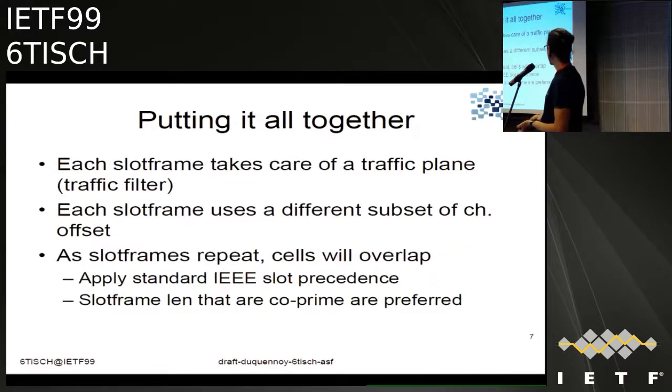But this is all put together. As I was saying before, you have one slot frame per traffic plane, and each slot frame has a different subset of channel offsets, and that's a way to isolate. The slot frames each have a different size, and we recommend the sizes to be coprime, so that when they repeat, they do so independently, and the slots are going to overlap every now and then, but they do it in a uniformly distributed way. When that happens, the IEEE precedence rule for slots is actually used, meaning TX has higher priority than RX, and a smaller slot frame handle has higher priority.